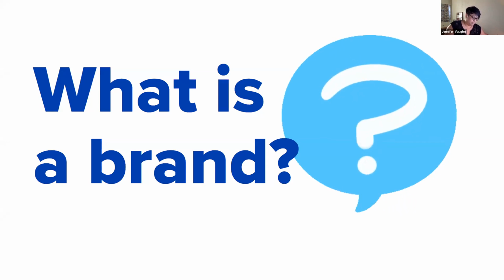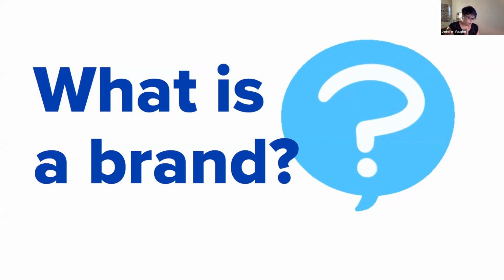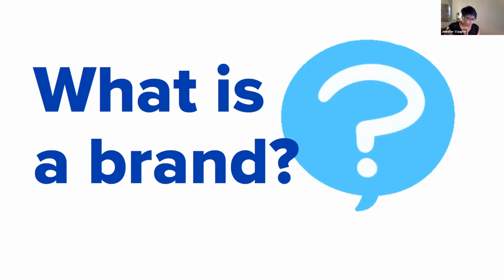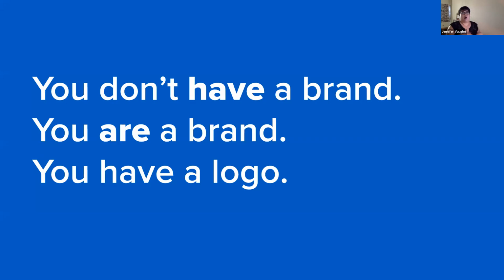Seth Godin defines a brand as the set of expectations, memories, stories, and relationships that, taken together, account for a consumer's decision to choose one product or service over another. And Jeff Bezos says that a brand is what people say about you when you're not in the room. So all these definitions point to the same thing, right? A brand isn't something you have, it's something you are, it's something that you live. You don't have a brand, you are a brand, you have a logo.